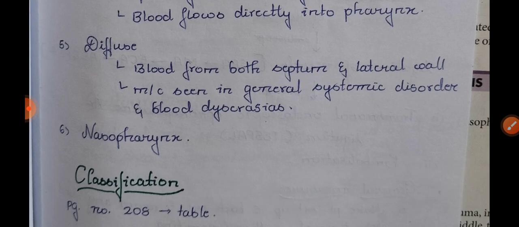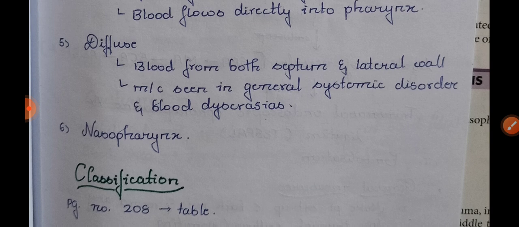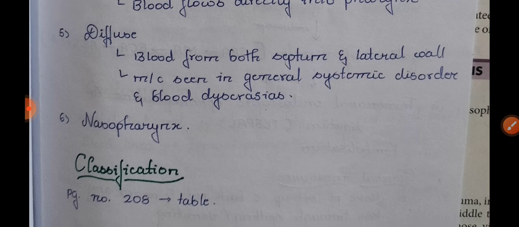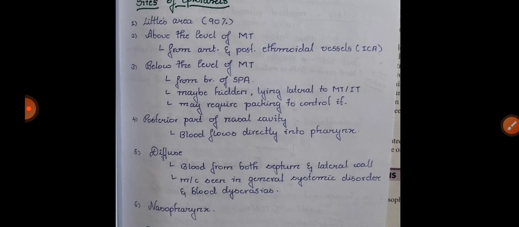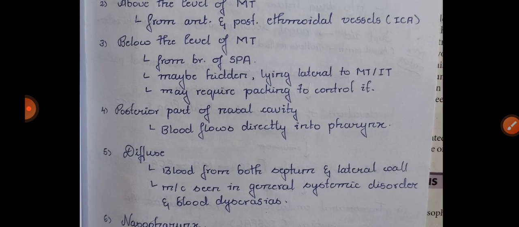Diffuse bleeding from both the septum and lateral wall is most commonly seen in general systemic disorders and blood dyscrasias. Okay, another one is the nasopharynx. These are the sites: Little's area, above the level of the middle turbinate, below the level of the middle turbinate, posterior part of the nasal cavity, and diffuse nasopharynx. Okay. Now one classification is there.